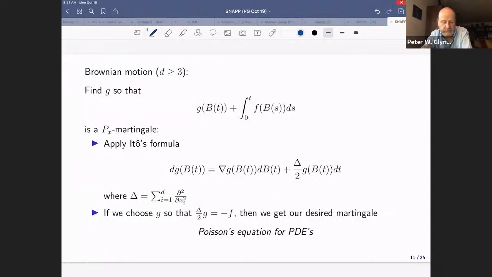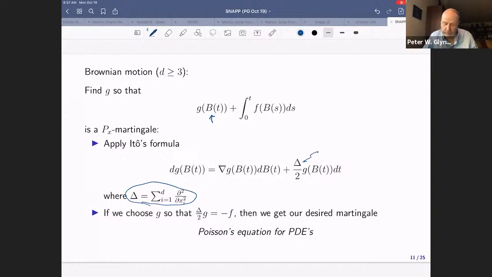So let me now illustrate this in the context of Brownian motion. We want to find a function g such that g of B of t plus the integral from 0 to t of f of B of s ds is a martingale. And now all that we need to do is to apply Ito's formula to this. So we compute the differential of g of B of t, and we see that we get the gradient of g of B of t hitting the Brownian motion B of t. And then we get an additional term from the Ito calculus involving the Laplacian PDE operator delta. So this is the Laplacian down here, hitting the function g evaluated at the time B of t.